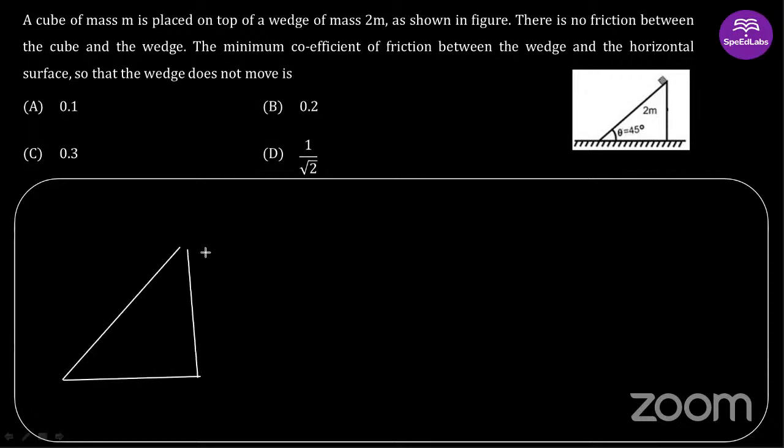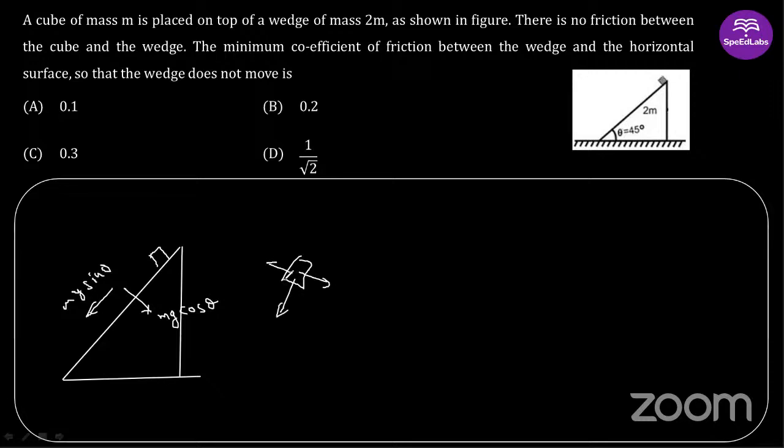When this cube is sliding, eventually it is applying a force in that direction. There is no friction. On this, it is applying a force that is nothing but mg cos theta. And here there is a force in this direction, which is mg sin theta. So on the block, there are forces mg cos theta, mg sin theta, and a normal, and the same normal, equal to mg cos theta, is applied on the other body, the wedge. And it is due to this force that it will try to move in that direction.